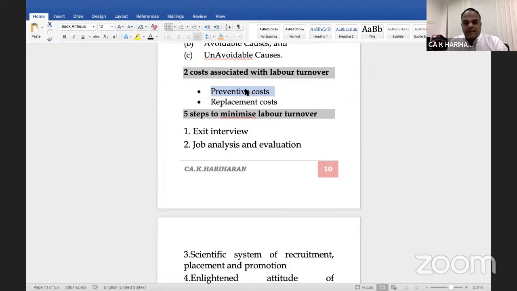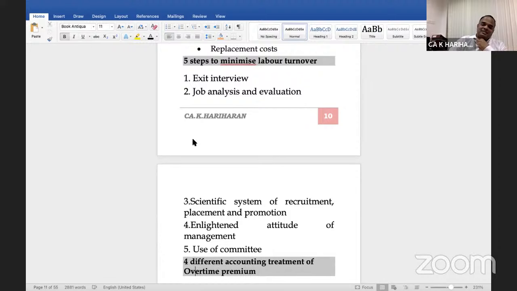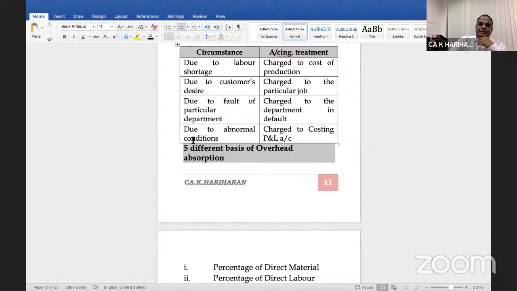By way of exit interview, there are 5 steps. What is called exit interview? At the time you are going out from the organization, I have to ask what was the reason for going out. Next, job analysis and evaluation, scientific system of recruitment, enlightened attitude of management and use of committee. These are the various steps to minimize the labor turnover.